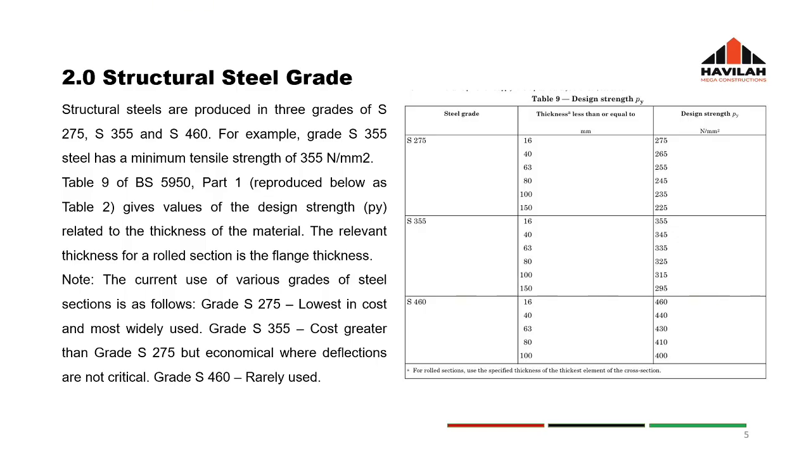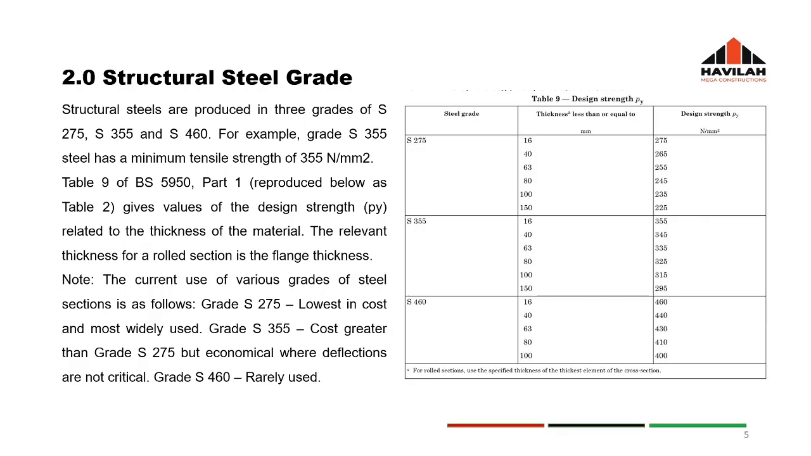So in this case also you have three different grades, of which whichever applies to your design you can apply. For example, grade S355 steel has a minimum tensile strength of 355 newton per millimeter square. So how do we get that? Under S355, referring to Table 9 on the right, you will discover that we have several thicknesses in the second column, which are 16, 40, 63, 80, 100 and 150 mm. From there you discover that your thickness would determine what your design strength would be.